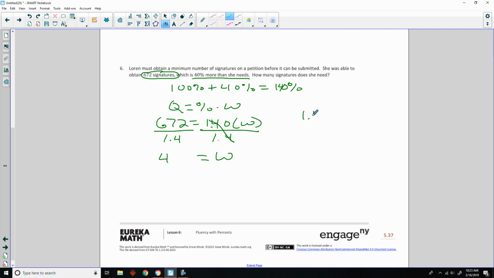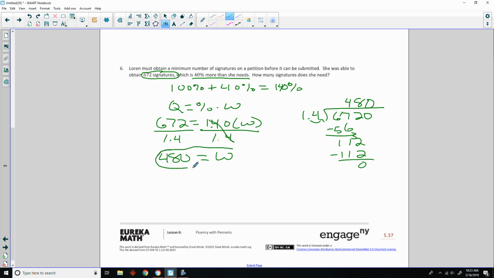So what I'm doing here is 1.4 goes into 672 how many times? Well, I'm going to move the decimal one place, so I'm going to add a 0. 14 goes into 67 4 times. 56, 11, bring down the 2. 14 goes into 112 8 times. 8 times 4 is 32. 8 times 1 is 8, plus 3 is 11. No remainder, so it's 480. So she needed 480 signatures when she got 672.